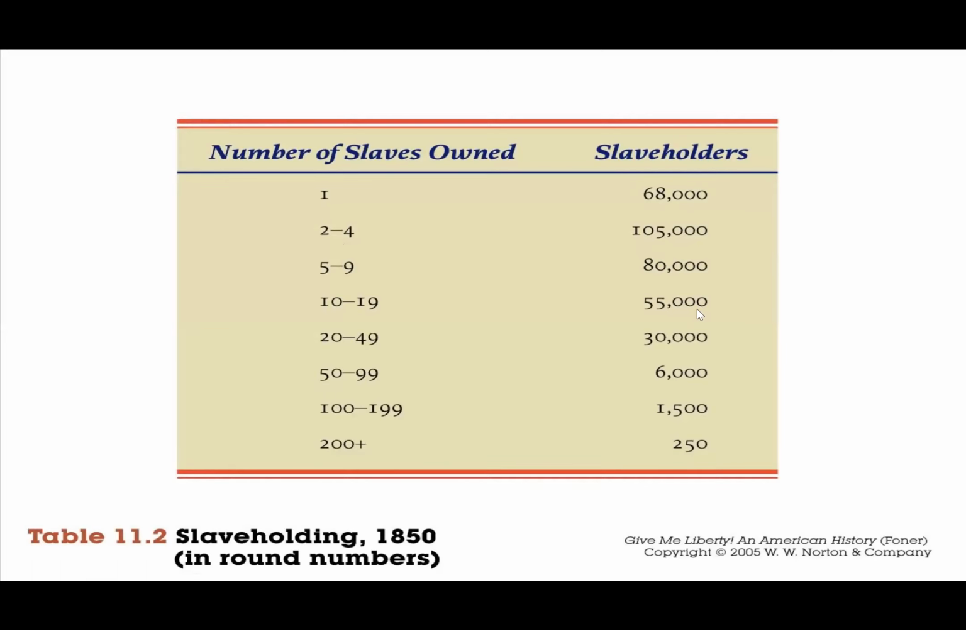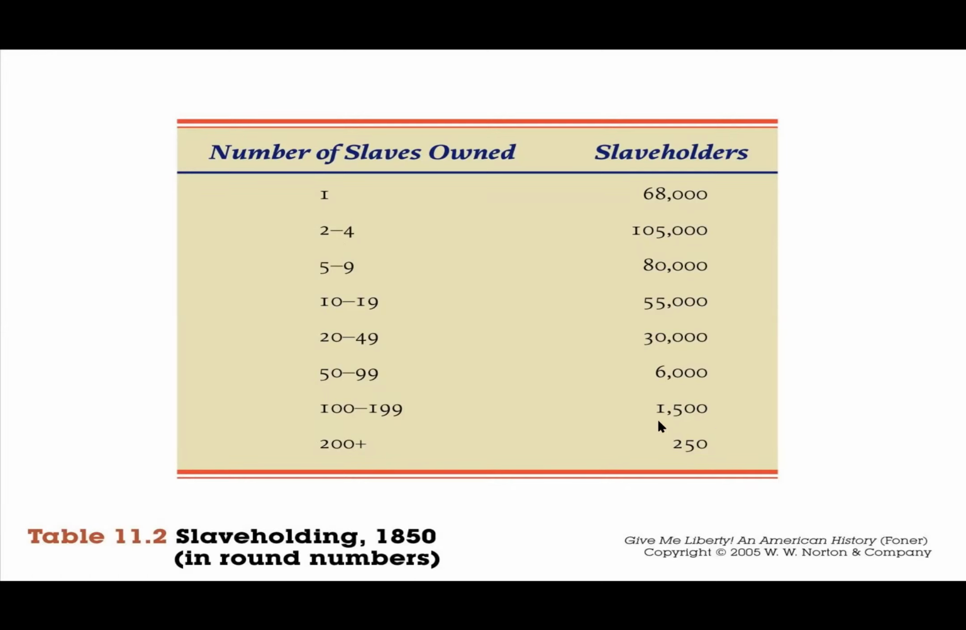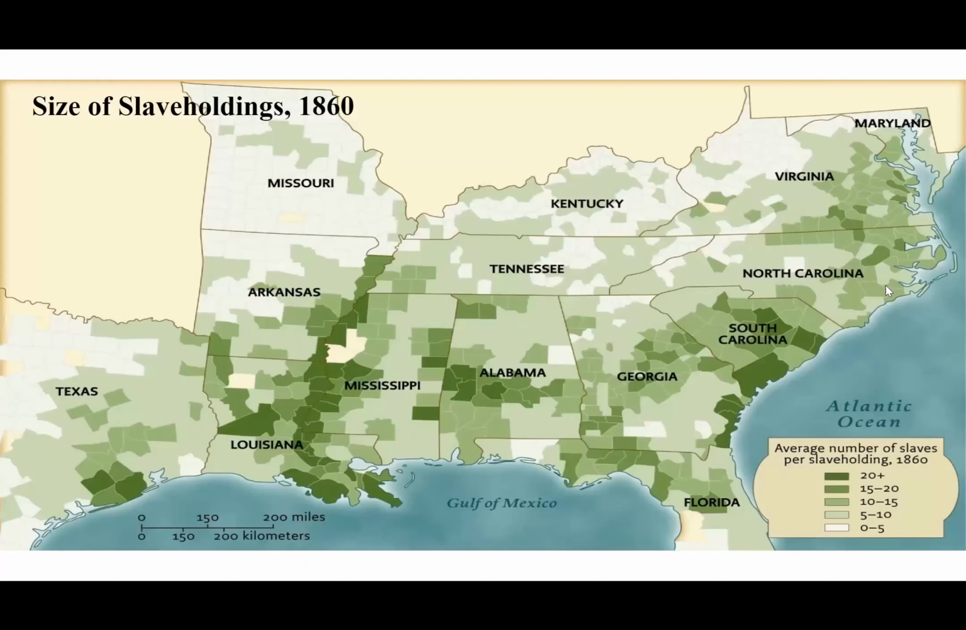What we're going to see, though, is that the people who own 200 or more slaves are very few. About 250 people in the South by 1850 own 200 or more slaves. These are your really wealthy planters. These are the ones who have thousands of acres. They make a ton of money, and they're the ones controlling the politics and stuff in the South.